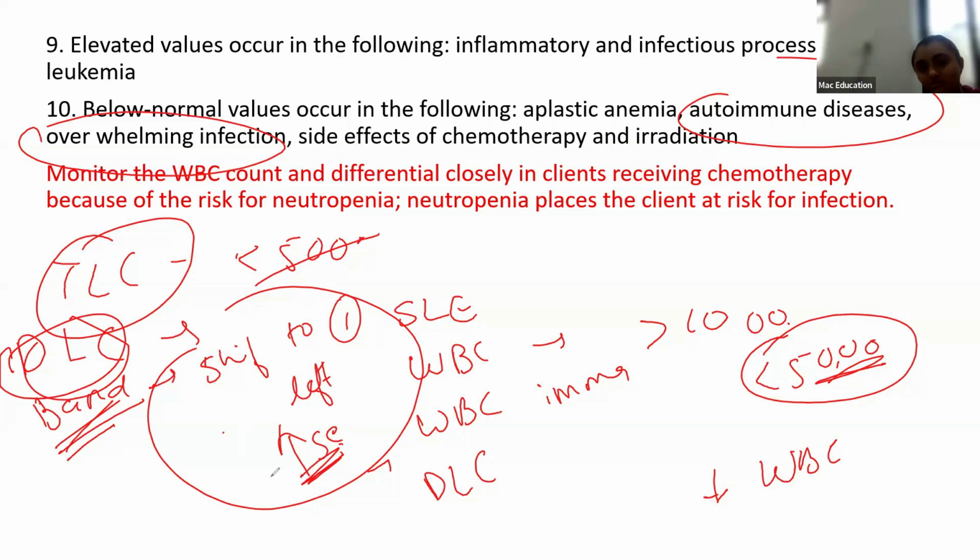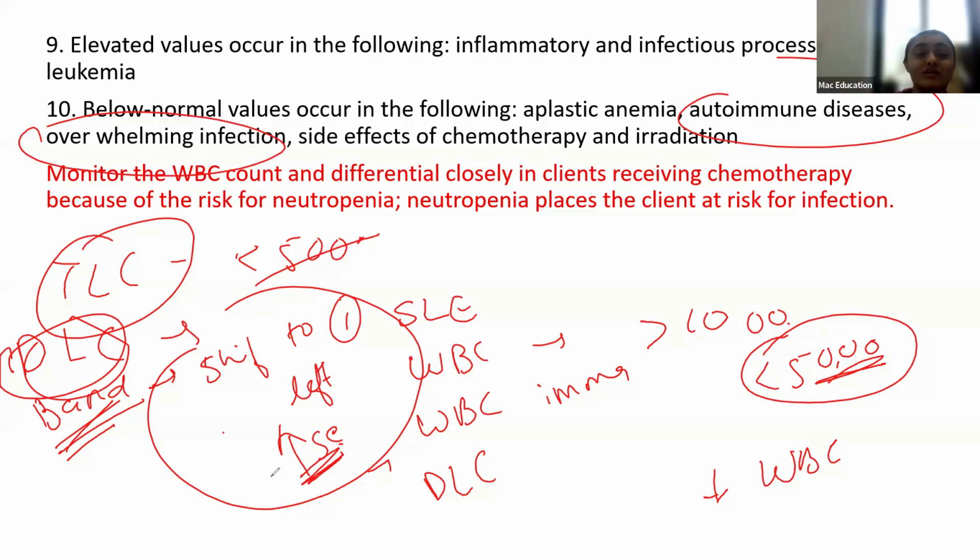Understood? Are you getting my point now? Yes, sir. Yes, ma'am. So during chemotherapy and irradiation, it leads to decreased production of WBCs. There is a basic concept.